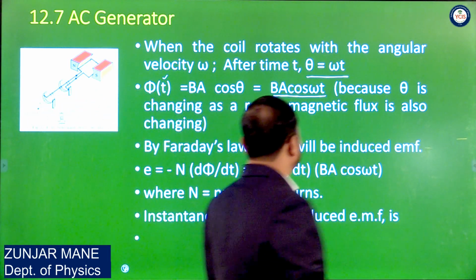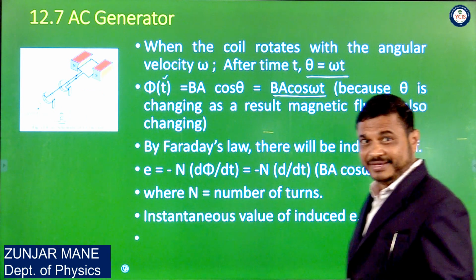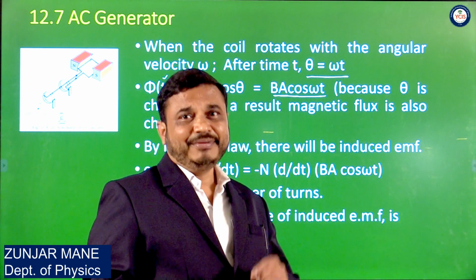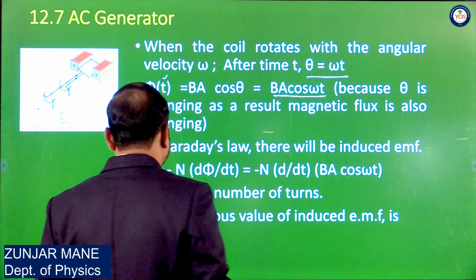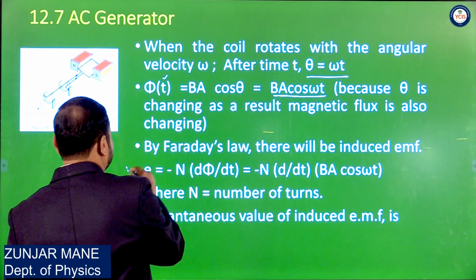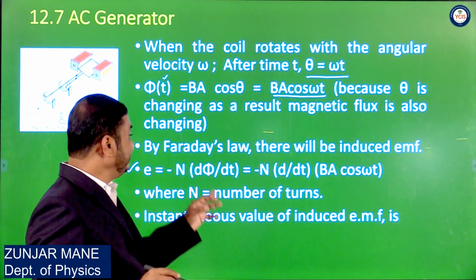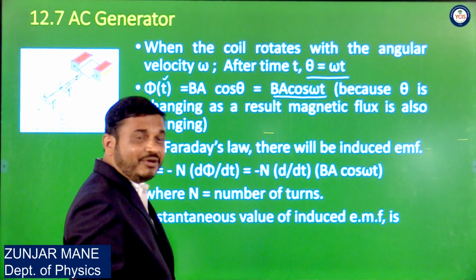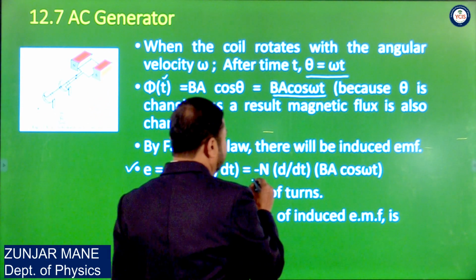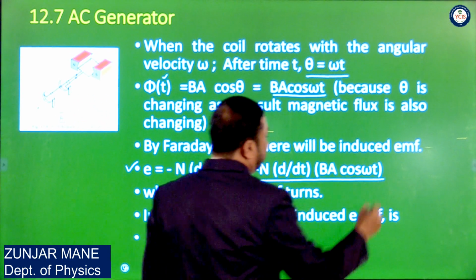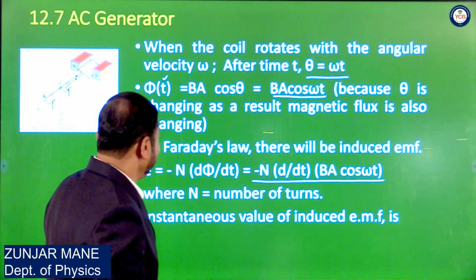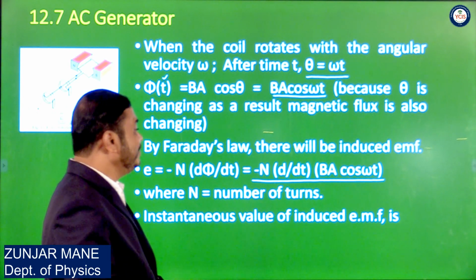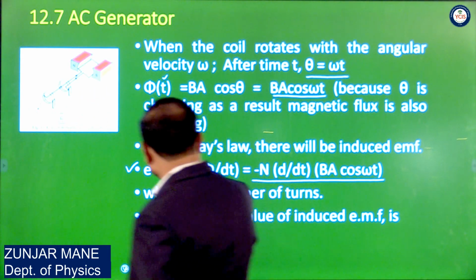By Faraday's law, there will be an induced EMF, given by E equal to minus d phi by dt. If there are n turns of the coil, then E is equal to minus n d phi by dt. Substituting phi equal to BA cos omega t, we have minus n d by dt of BA cos omega t, where n is the number of turns of the coil. So the instantaneous value of the induced EMF is given by the equation.